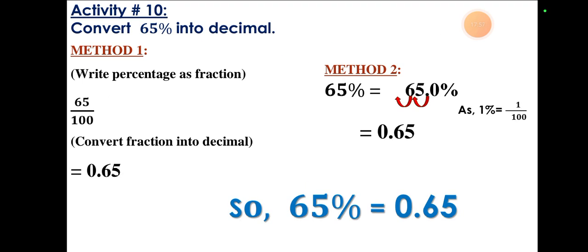Then we have to convert 65% into decimal. So the first method is write percentage as fraction, like 65 over 100, convert fraction to decimal, that is 0.65. And then method 2, 65%, the decimal point will move 2 places backward, that will make 0.65.